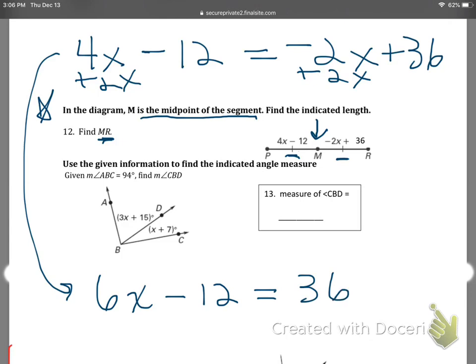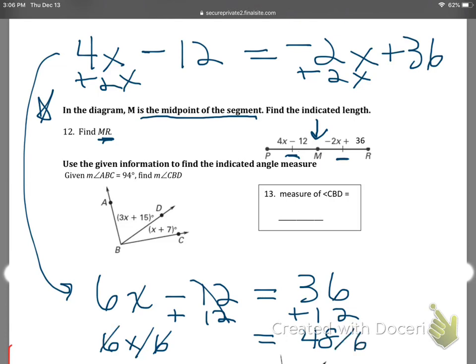Okay, so that's where I am so far. Okay, the next step is to get your x's by themselves and your numbers by themselves, excuse me. So that cancels, 36 and 12 is 48. So now I have 6x equals 48. Divide both sides by 6. And I'm left with x equals 8.